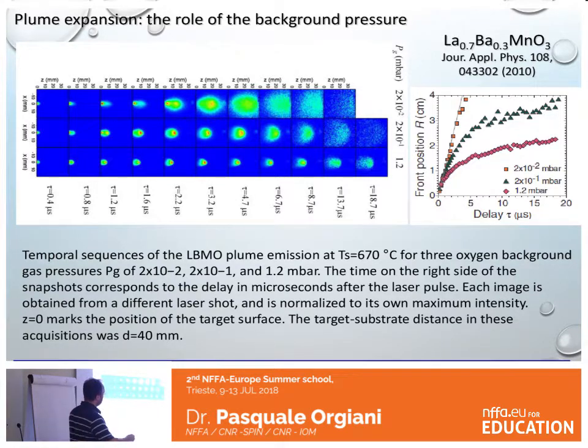This is the front position. You see that at 1 millibar, everything will stop at about 2 centimeters from the target. But it's still okay. It's enough that your crystal is 2 centimeters away or a little bit less. If you put your target at 2 millibar at, let's say, 5 centimeters, you will not have deposition. So this is another tool that you have to control in PLD with respect to other thin film technologies.